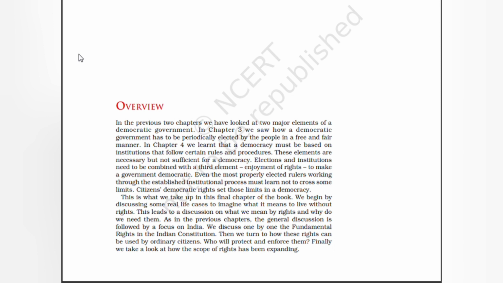In the previous two chapters we have looked at two major elements of a democratic government. In chapter 3 we saw how a democratic government has to be periodically elected by the people in a free and fair manner. In chapter 4, we learned that a democracy must be based on institutions that follow certain rules and procedures. These elements are necessary but not sufficient for a democracy. Elections and institutions need to be combined with a third element, enjoyment of rights, to make a government democratic.